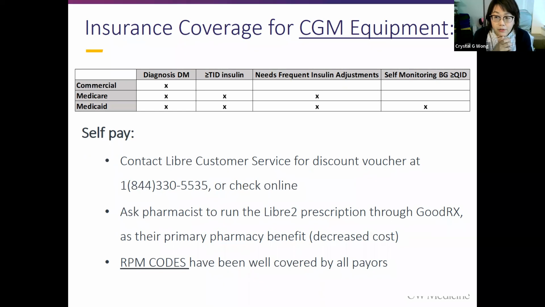I do want to mention, although this is less pertinent for you guys, that the RPM codes have actually been well covered by all insurers. We actually ran a hypertension pilot, so not even for something like diabetes, and we got 0 denials from commercial, Medicare and Medicaid for hypertension RPM. So really all you need to worry about in terms of insurance coverage is for the equipment itself, not for your fee for interpreting it, or, in our clinics that are billing incident to, the nurse's time billing. Payers have been pretty good about covering that.